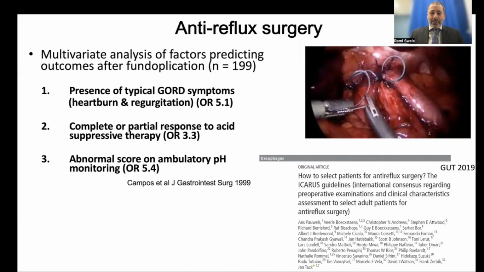The pillars of good response that predict good outcome following any anti-reflux intervention are as follows. The presence of typical reflux-like symptoms, heartburn or regurgitation, not the presence of isolated atypical symptoms. Complete or partial response to acid suppressive therapy, and of course, an abnormal score on an ambulatory pH monitoring study, which is crucial.